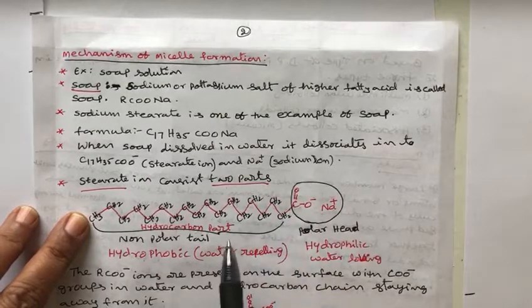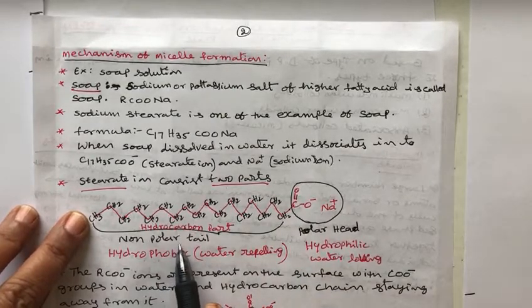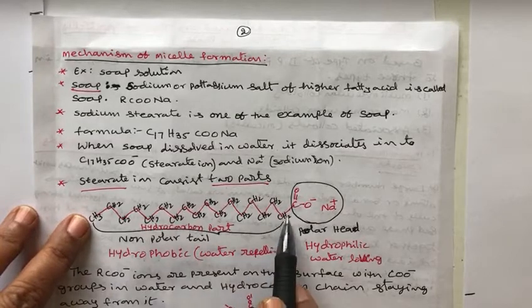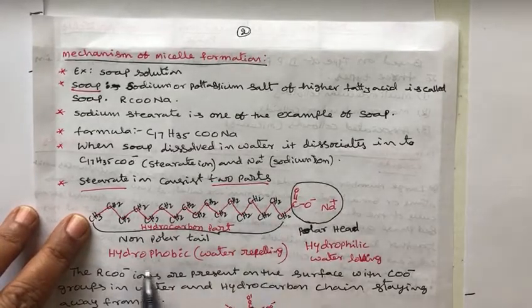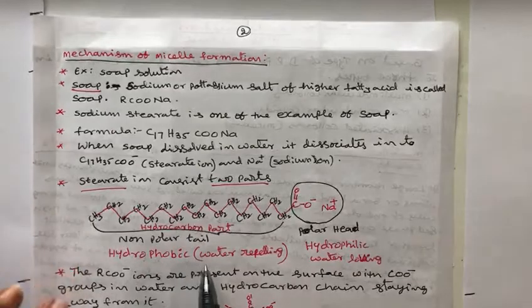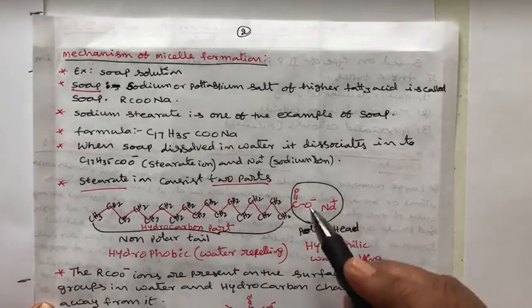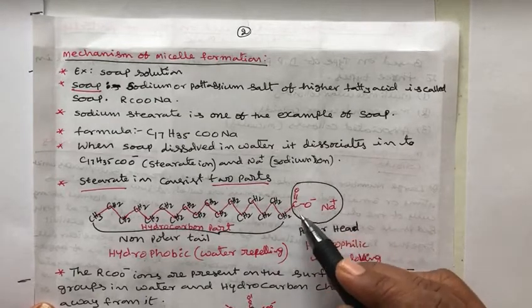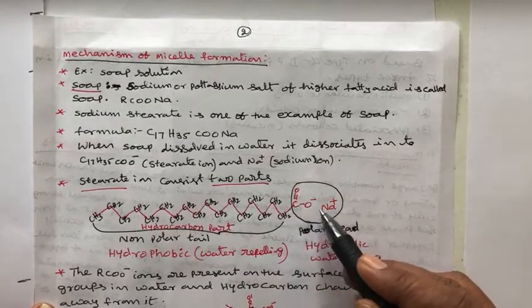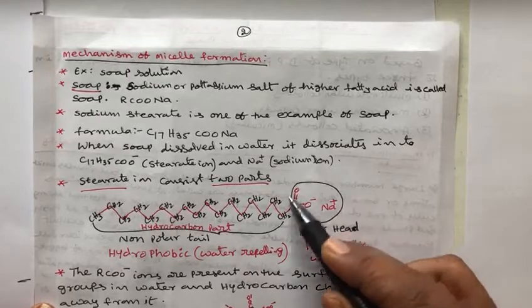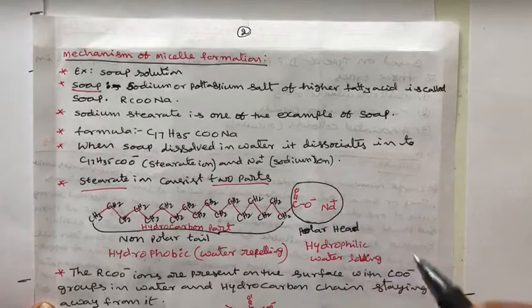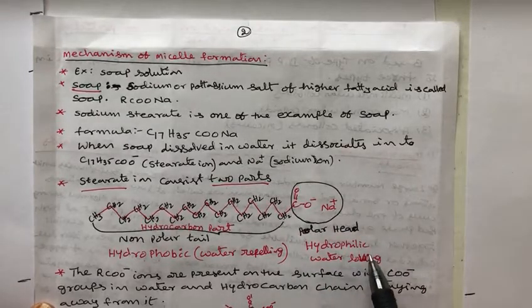This hydrocarbon part is non-polar in nature. This is also called the non-polar tail. It is hydrophobic. Hydrophobic means water repelling. And the COO minus ion with Na plus, this is called the polar head. It is hydrophilic, that is, water loving.